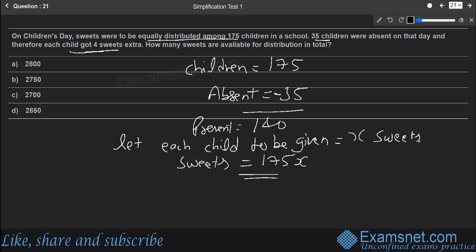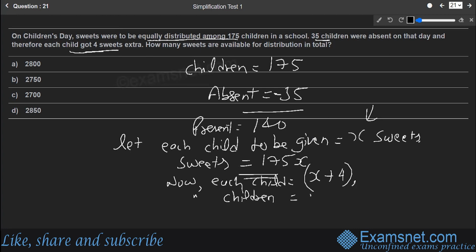On the right hand side, if you see, he said only 140 students were present, and because of this, each child got 4 sweets extra. So now each child gets how many sweets? x plus 4. Earlier it was getting x sweets. Now it will be getting 4 more. So x plus 4. And how many children now? Now the number of children is 140 only, because 35 were absent. So total sweets now that were distributed were 140, that is the number of children available, multiplied by the sweets given to each child. So this is the total number of sweets.